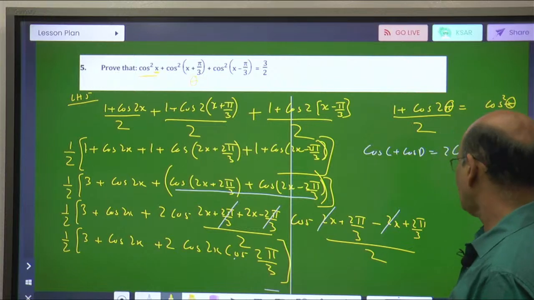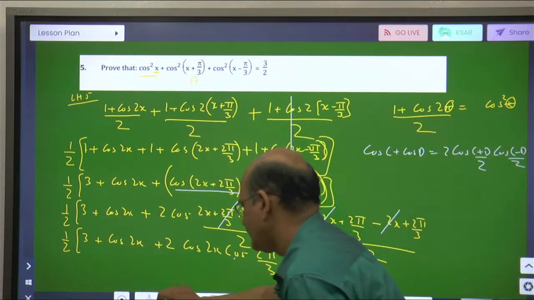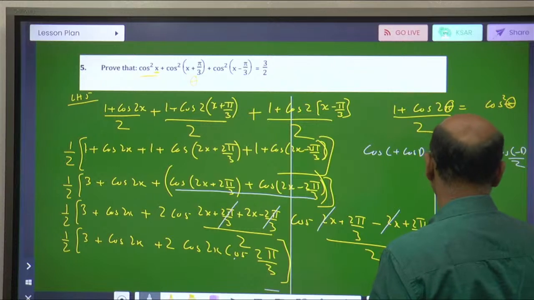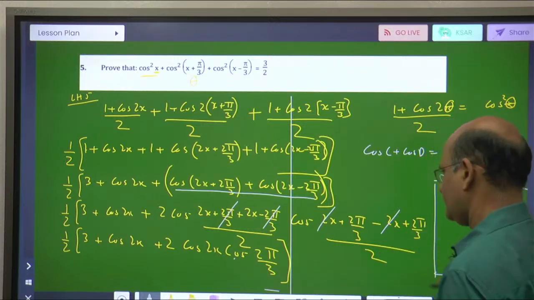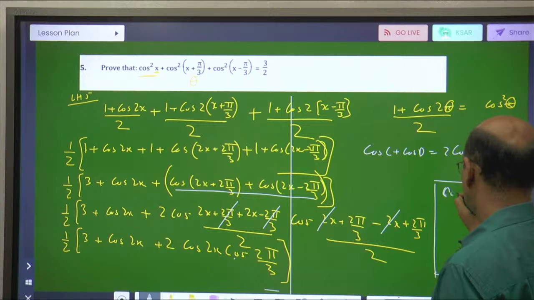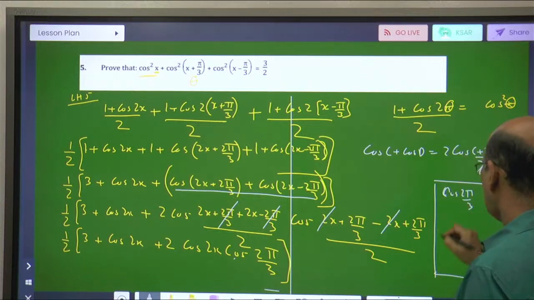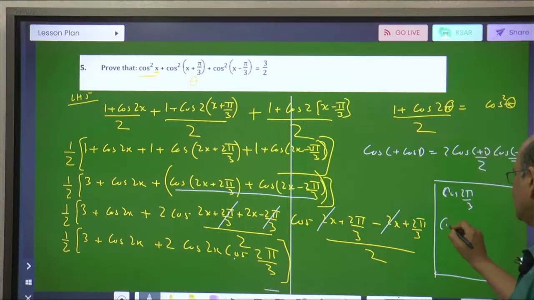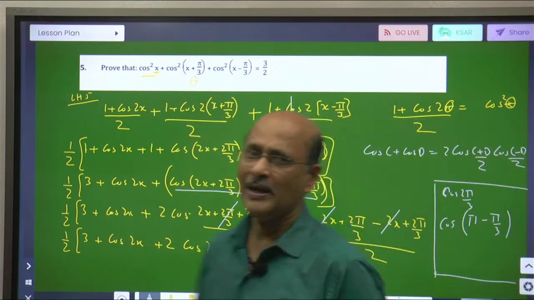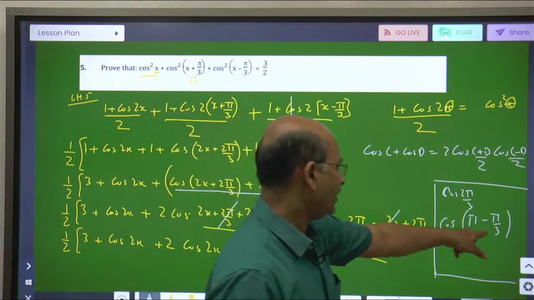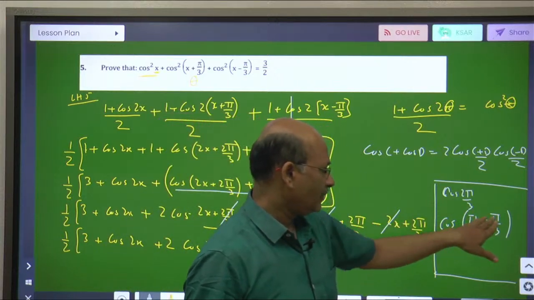Now you might ask, from where did you get that? Did you get a dream? No, I didn't get a dream. 2 pi by 3 is a standard value, so I will just tell you how I get this. See, cos 2 pi by 3. I can write this as cos of pi minus pi by 3. Cos of pi minus pi by 3 is 2 pi by 3, because if I find the LCM there, 3 pi minus pi is 2 pi.